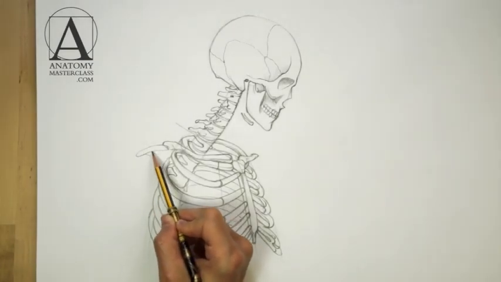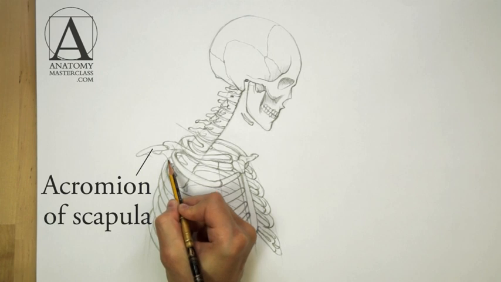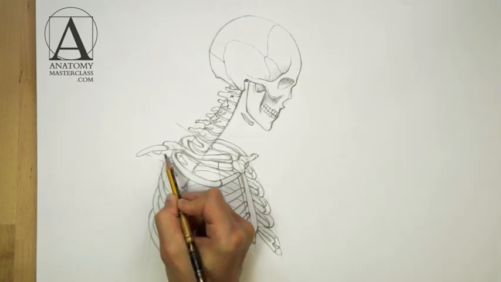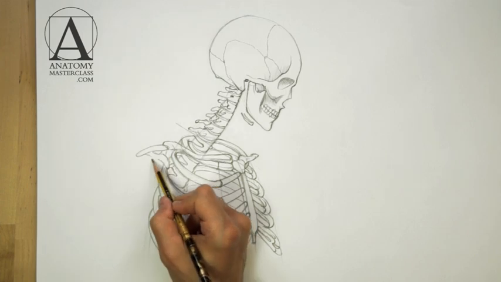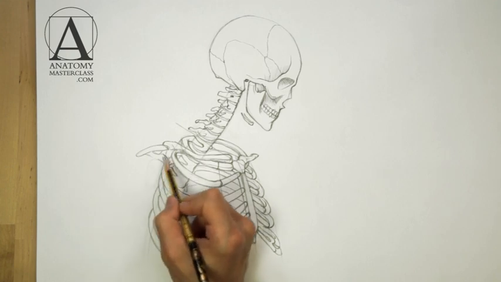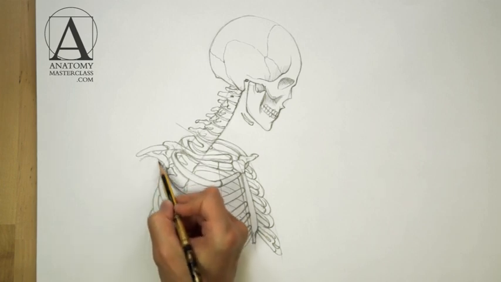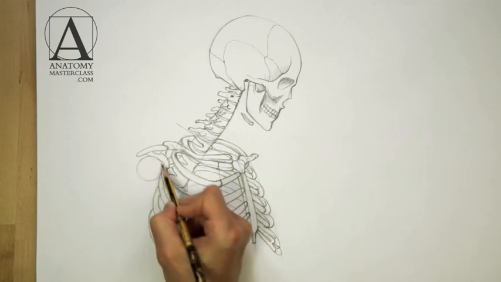The outer edge of the collarbone is connected to the shoulder blade in the part that is called the acromion of the shoulder blade. This acromion hangs above the shoulder joint, protecting the head of the upper arm bone. This head has a round shape about the size of a golf ball.